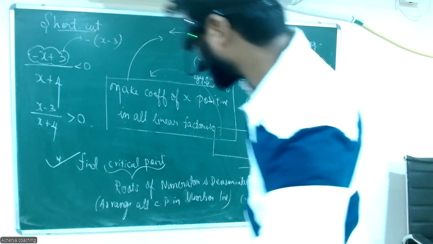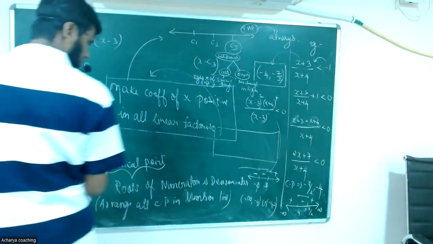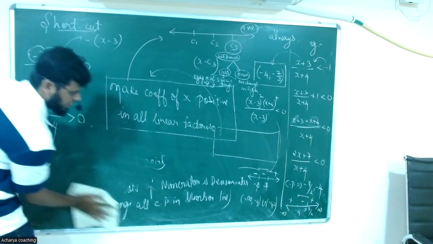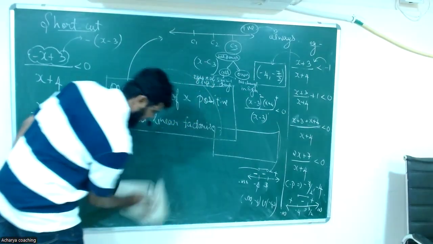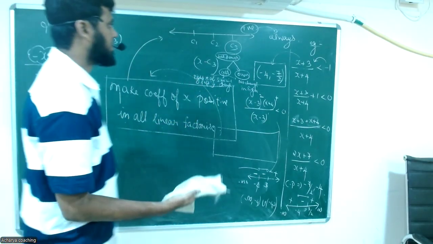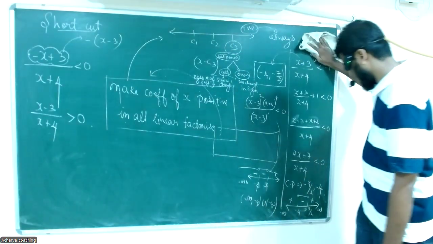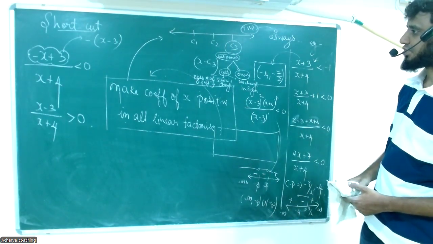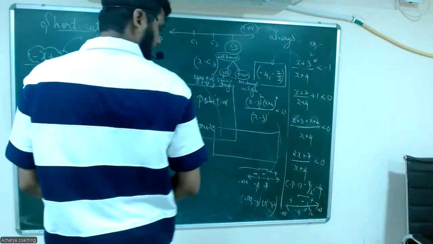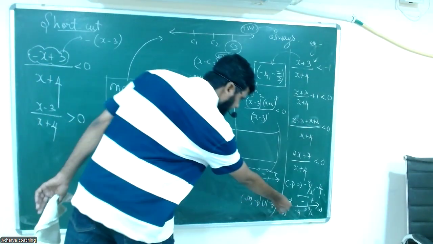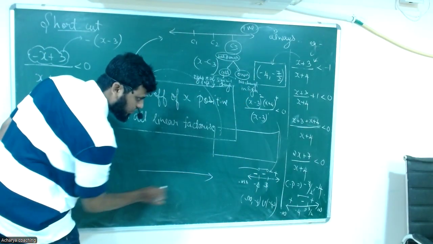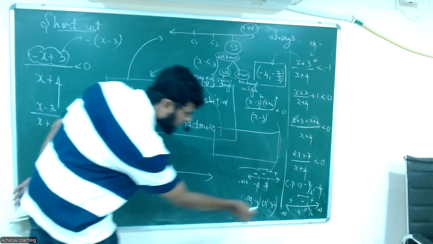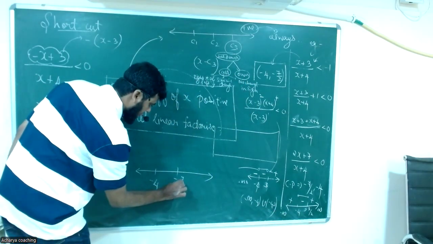I think this one you have already written. Here this case is there, right? Minus 4, minus 7 by 2.